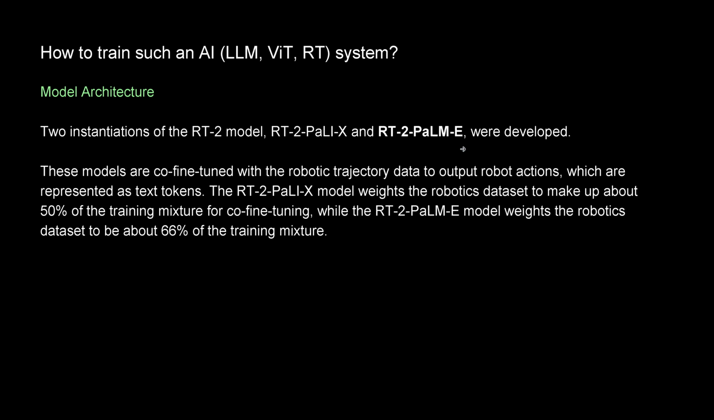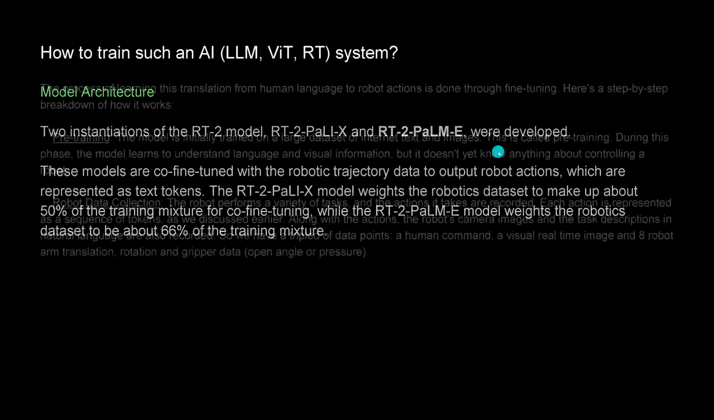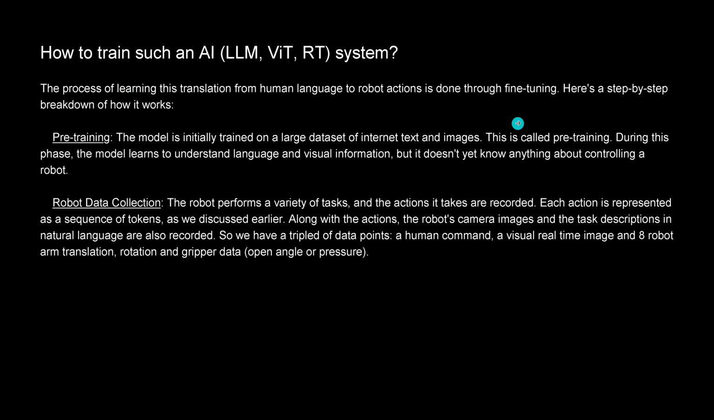This is about a 55 billion parameter system, and in this particular model here, the robotics dataset is about 66% of the training mixture. Isn't that great? But let's have a look at this training again. The process of learning this translation from the human language to a robotic action is done by fine-tuning.